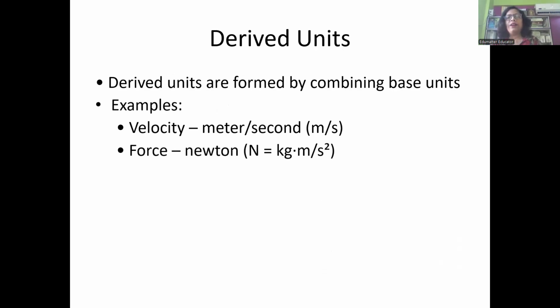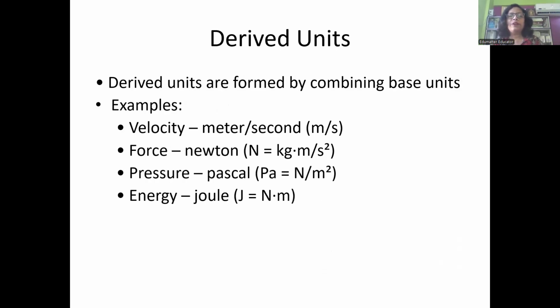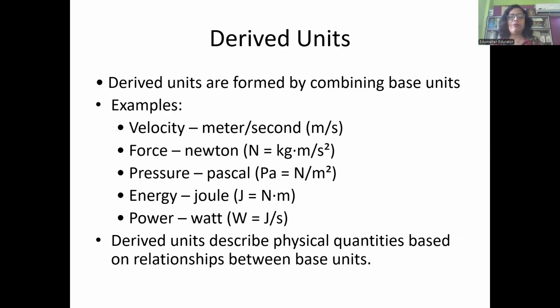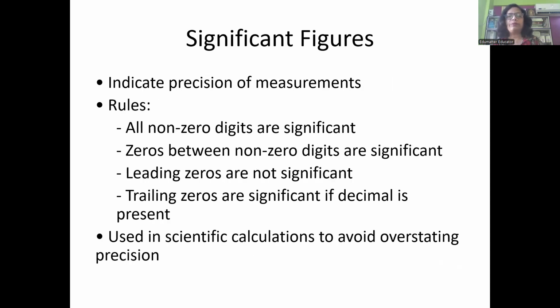Velocity. Velocity is measured in terms of meter per second, or length per unit time, or distance per unit time. Force, Newton, which is again a derived unit because 1 Newton is equal to 1 kg meter per second square. Pressure, energy, the units are given by the side. So derived units describe physical quantities based on relationships between base units.